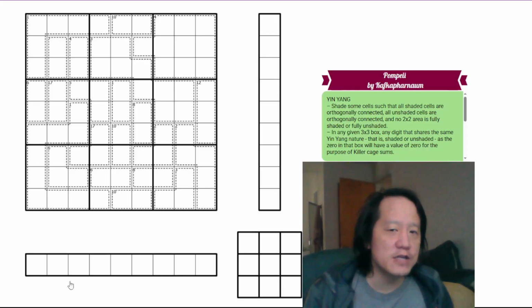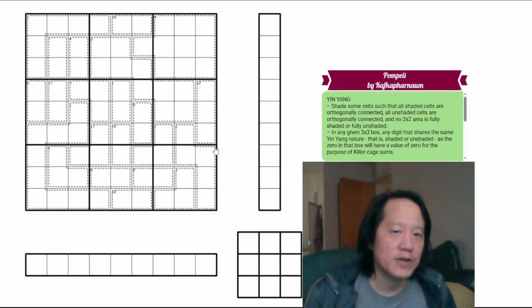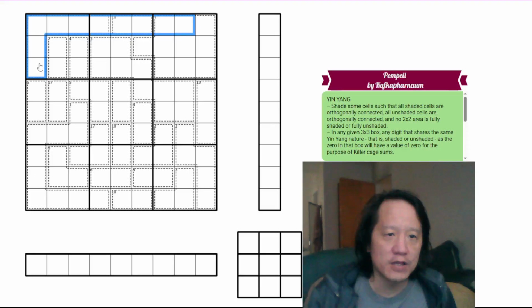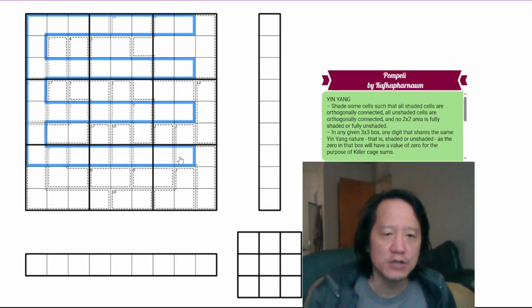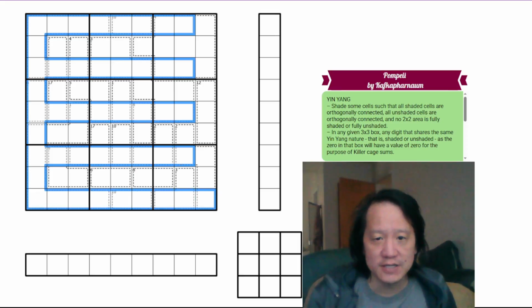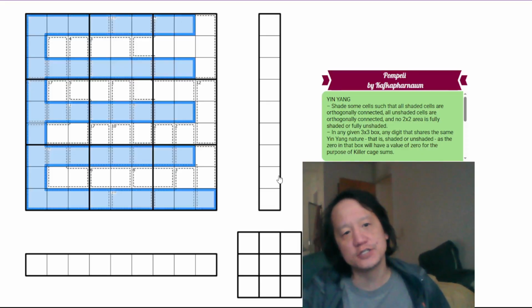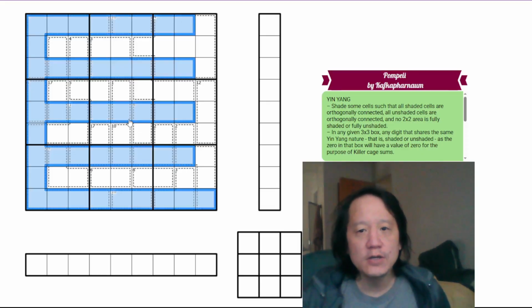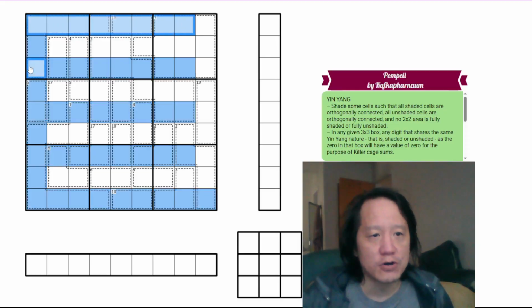We have yin-yang shading, where we need to shade some cells such that all shaded cells are orthogonally connected and all unshaded cells are orthogonally connected, and no 2 by 2 area is fully shaded or fully unshaded. So this is an example of a valid yin-yang shading, because all the shaded cells are orthogonally connected.